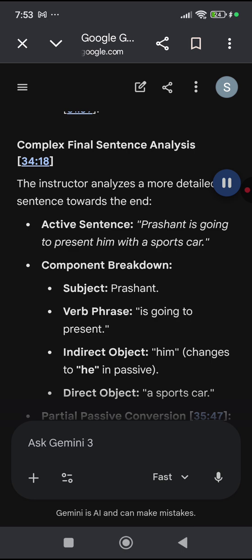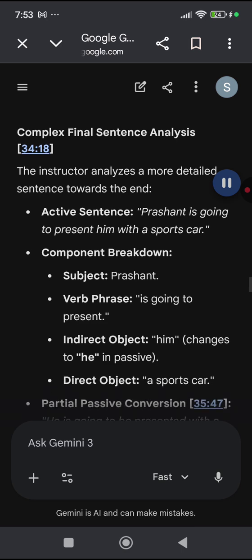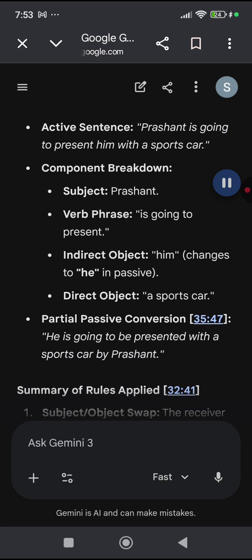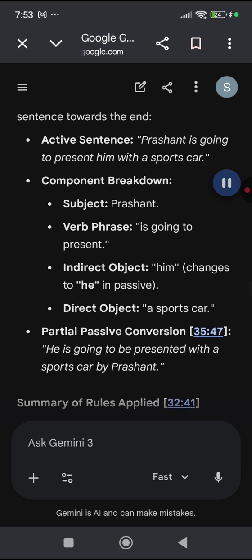Indirect object: him, which changes to he in the passive. Direct object: a sports car. Partial passive conversion: He is going to be presented with a sports car by Prashant.